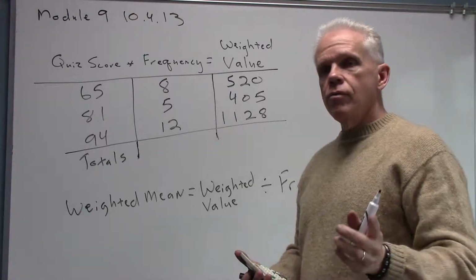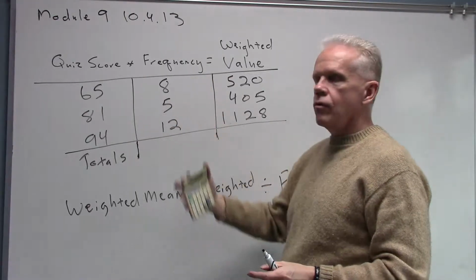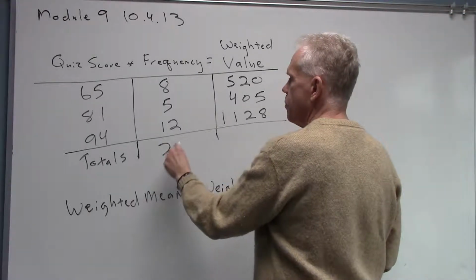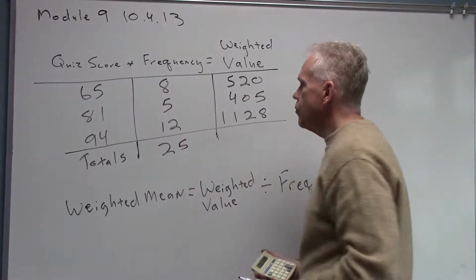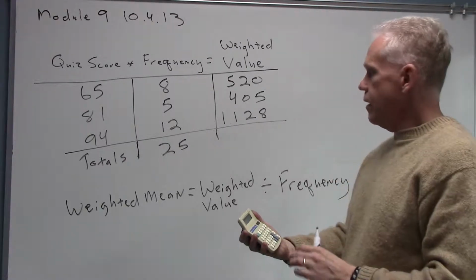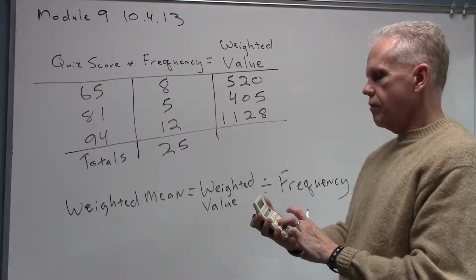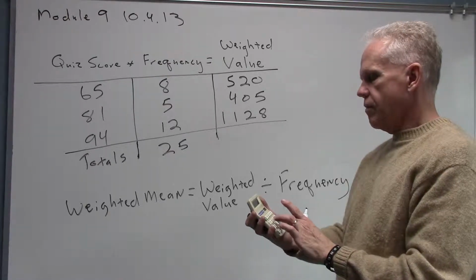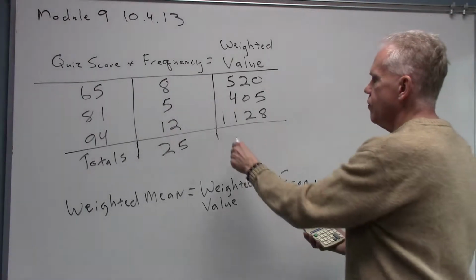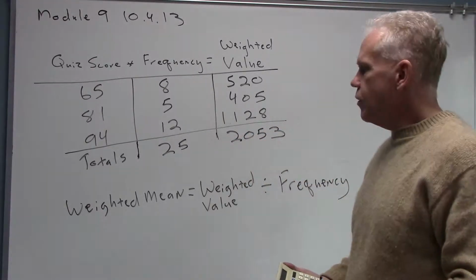So what we want to do now, guys, is total up the number of folks who actually took the test, and it looks like we had 25 people take the test: 8 plus 5 plus 12, 25. And we also want to get a total on our weighted values. So my 1128 plus my 405 plus my 520. Okay, so I got 2,053. Just working our way through this process.